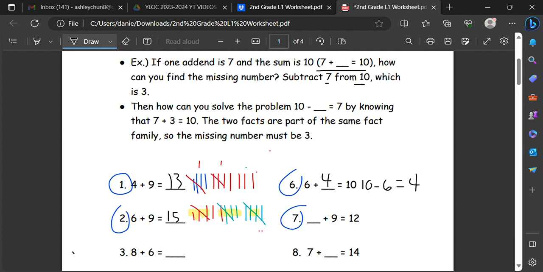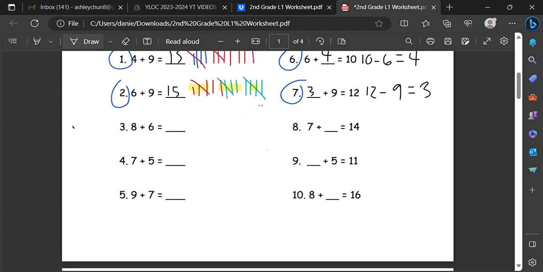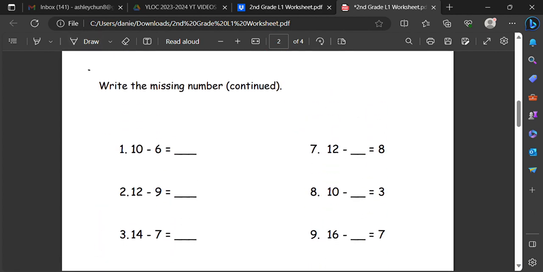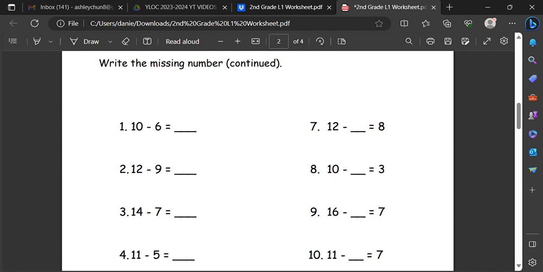And same thing with this one. It's just 12 minus 9, and that is equal to 3. So 12 minus 9 is equal to 3. Then that means 3 plus 9 is equal to 12. So next one, now we're doing subtraction. All we have to do is write the missing number.